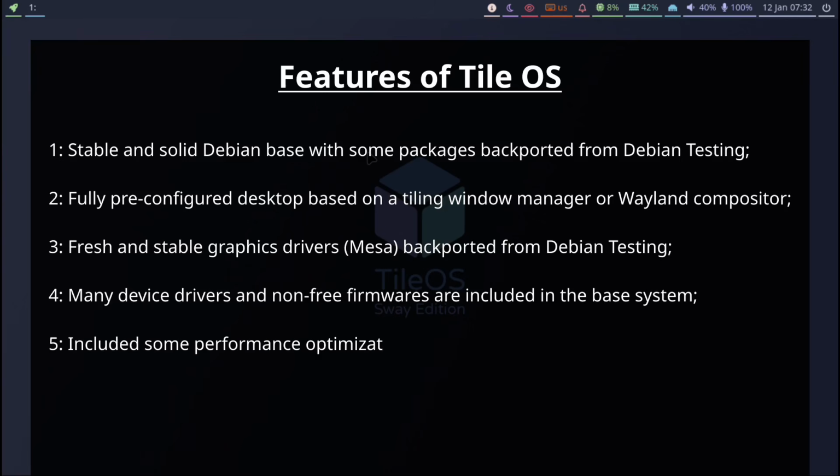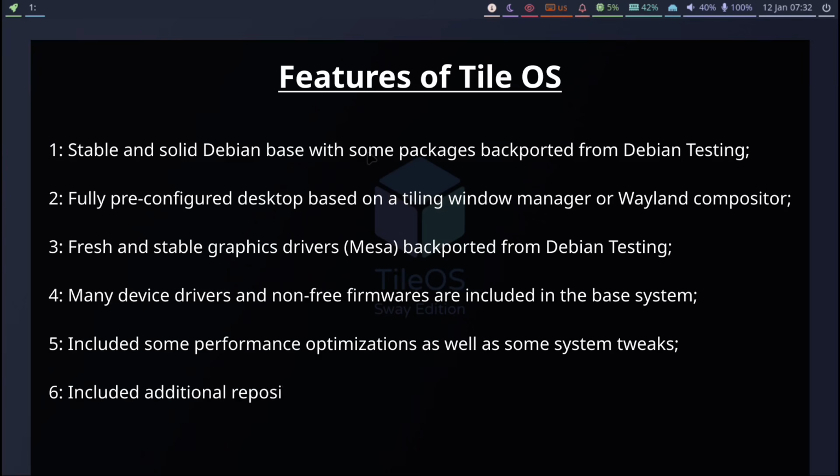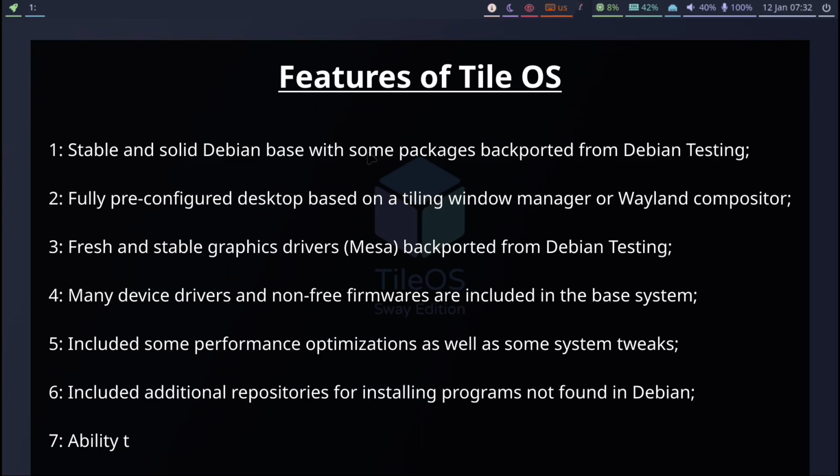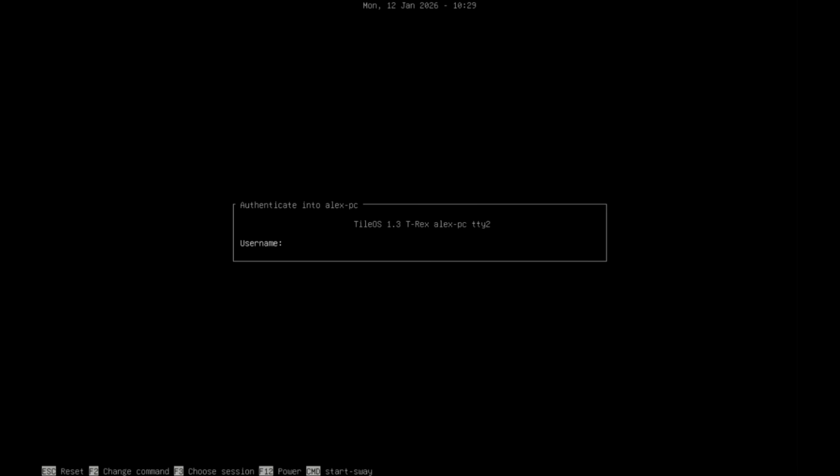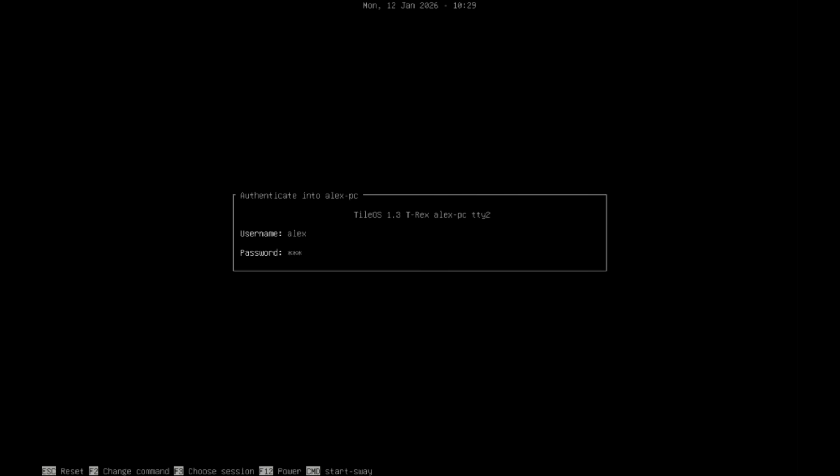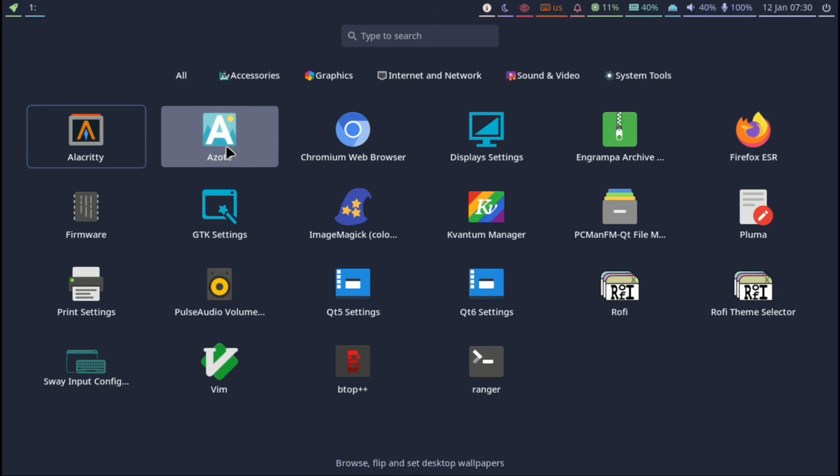5. Included some performance optimizations as well as some system tweaks. 6. Included additional repositories for installing programs not found in Debian, such as OnlyOffice, VirtualBox, LibreWolf, Visual Studio, and Brave. And 7. Ability to install additional software in the Calamares installer.